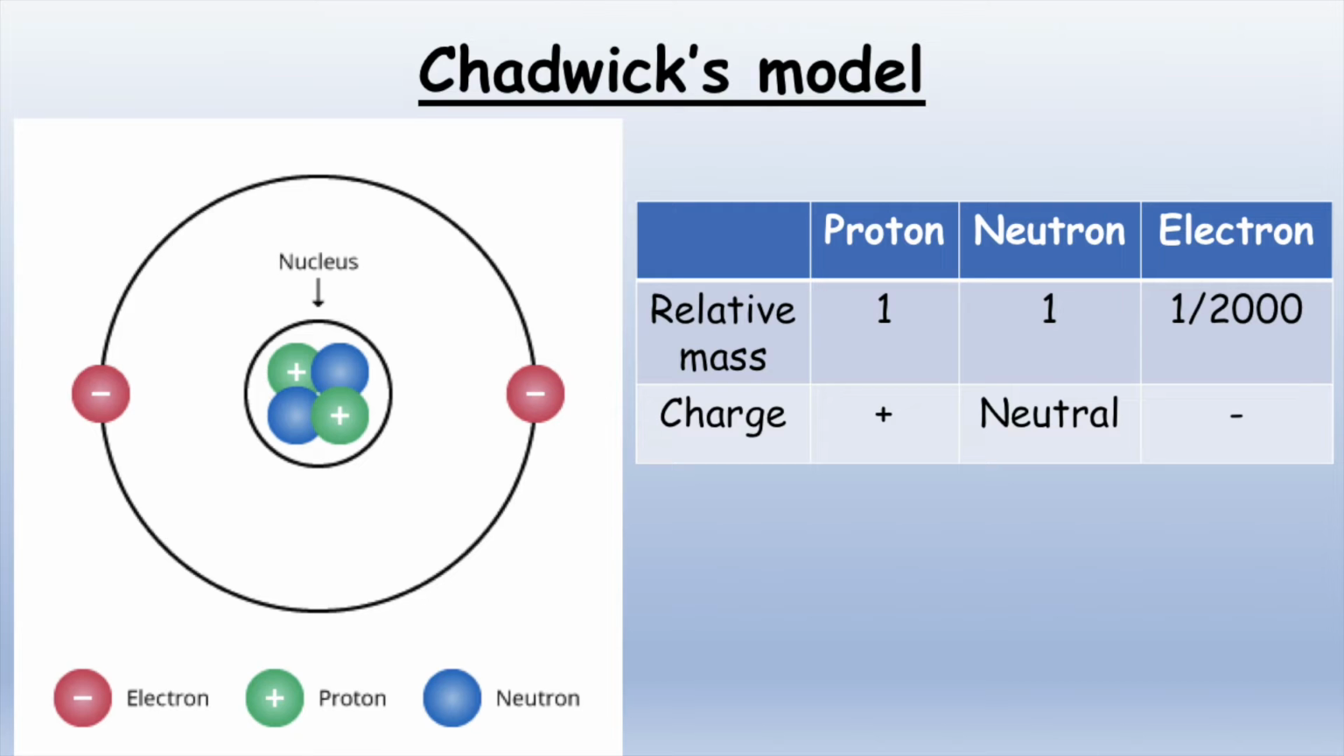As well as this, we know the charge of these subatomic particles. A proton is positive, a neutron is neutral, and an electron is negative. This means that the positive charge comes from within the nucleus, and the negative charge comes from the electrons on the outside orbiting the nucleus.